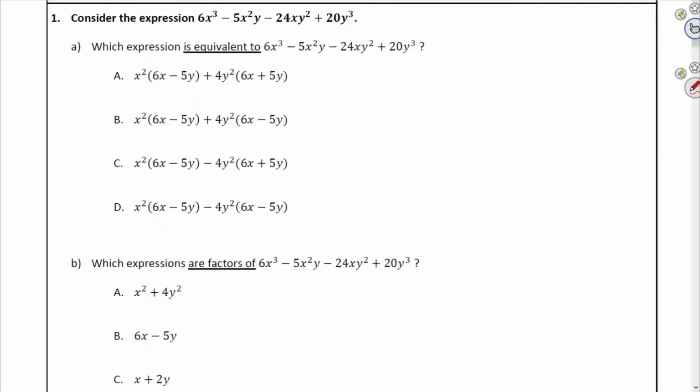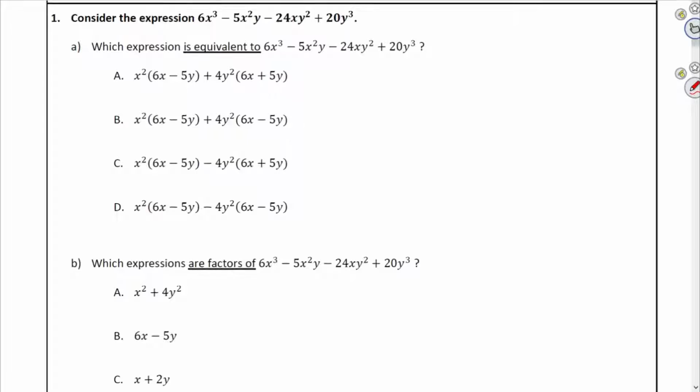Number 1 is to consider the expression 6x cubed minus 5x squared y minus 24xy squared plus 20y cubed. And 1a asks which expression is equivalent to this polynomial. And a through d looks like some kind of partway through factoring of an expression.